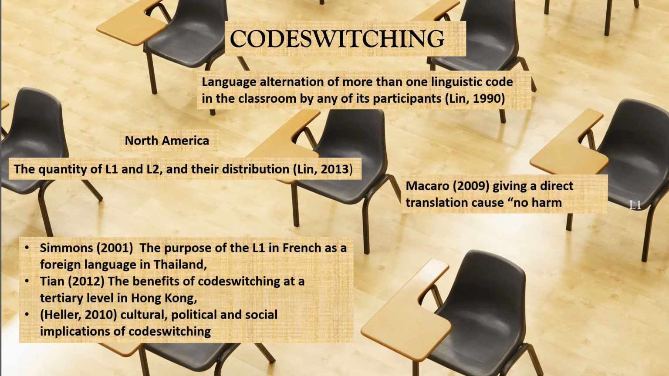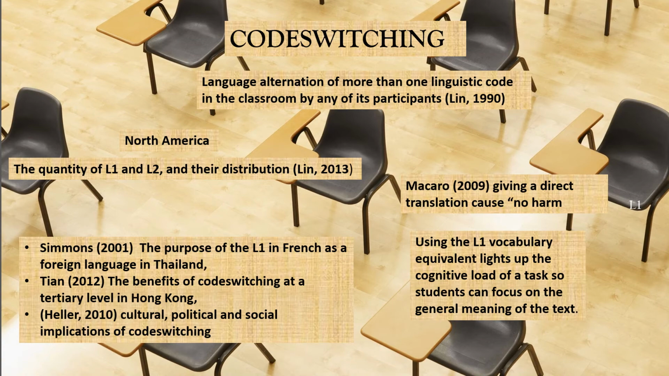Macaro 2009 argued that giving a direct translation caused no harm in reading activities in the short term. Besides, he hypothesized that using the L1 vocabulary equivalent lightens the cognitive load of a task so students can focus on the general meaning of the text. Moreover, it is likely that code switching could be even better than providing just a definition in the target language.